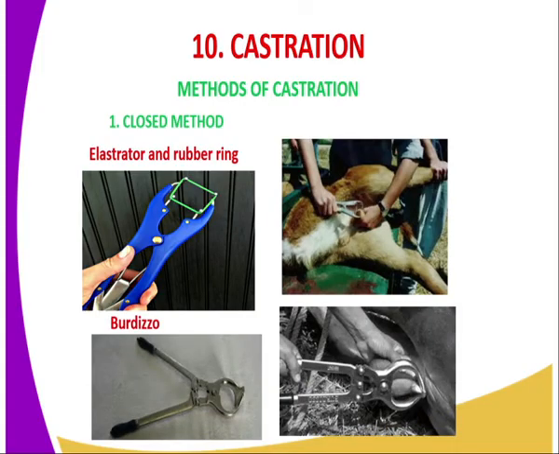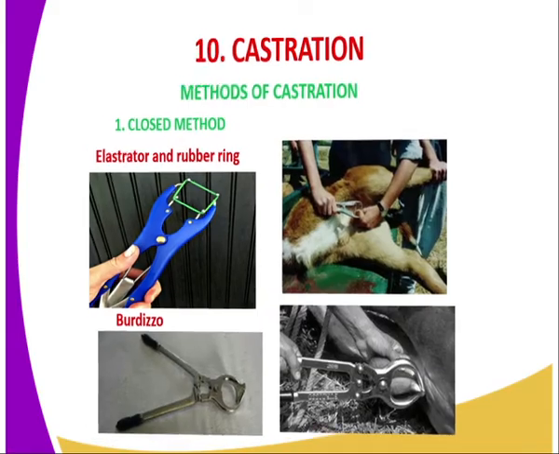Then we have another method. We can use the burdizzo. In the burdizzo method, we normally crush the sperm duct, and there will be internal bleeding resulting in internal formation of a blood clot that will prevent the semen from coming out, and therefore it cannot ejaculate because the semen is blocked from being released to the outside of the body.